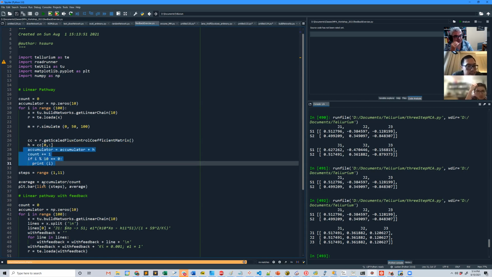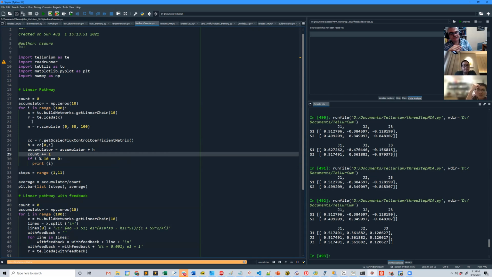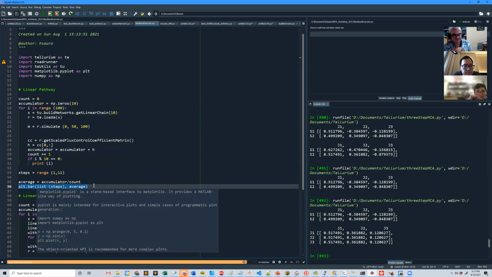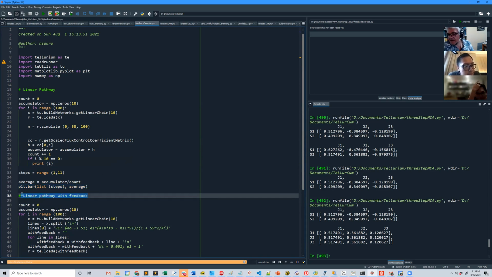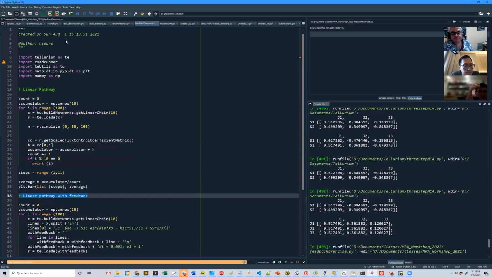Ignore all this stuff here. What this bit does is compute the average control coefficient at each step. So this gives me 100 control coefficients for each step. Then I compute the average for each step, and I plot a bar graph of the average control coefficient at each of the 10 steps. I do exactly the same thing now, but with negative feedback instead. So off we go.